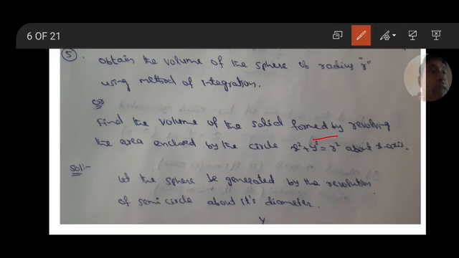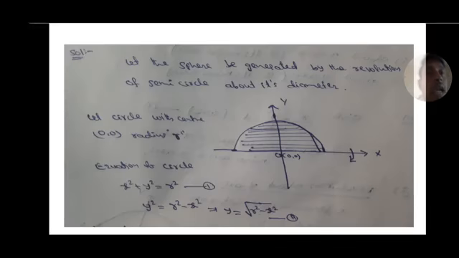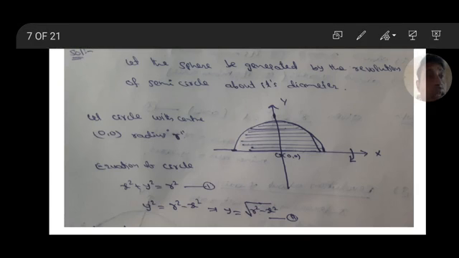Okay. Then what is the equation? Let us see. Let the circle have center (0, 0) and radius r. Suppose it is a total circle; I am taking the semicircle. Its diameter is the x-axis, revolving about the x-axis.